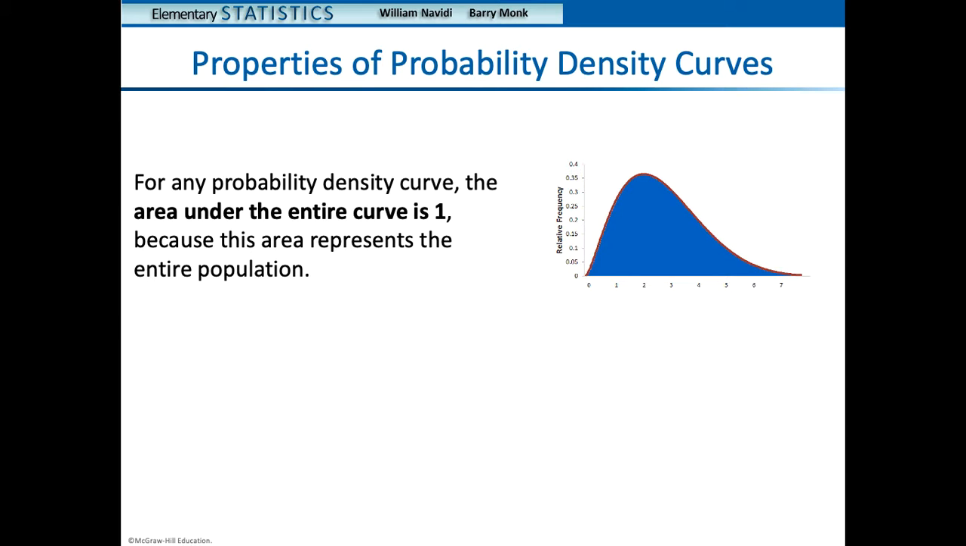And so that is why, right, because the area under a curve represents a probability, then it would make sense that the total area under the curve would equal 1, right, because it represents the entire population.